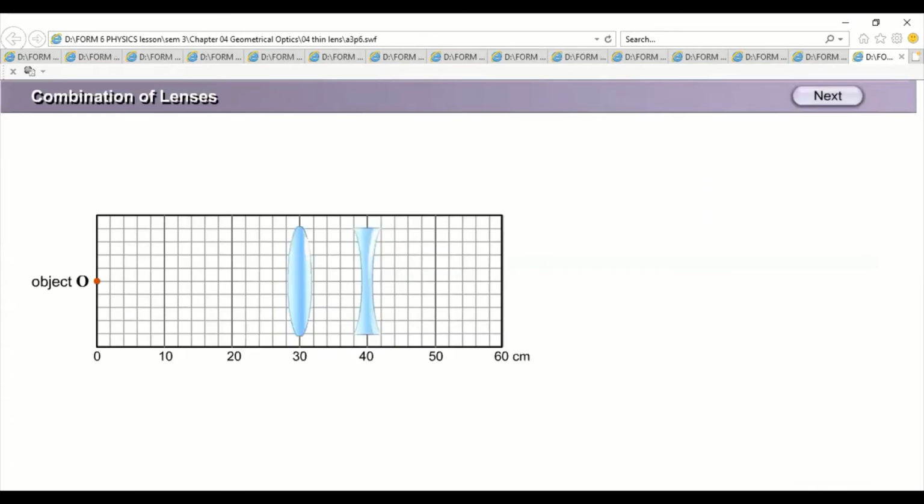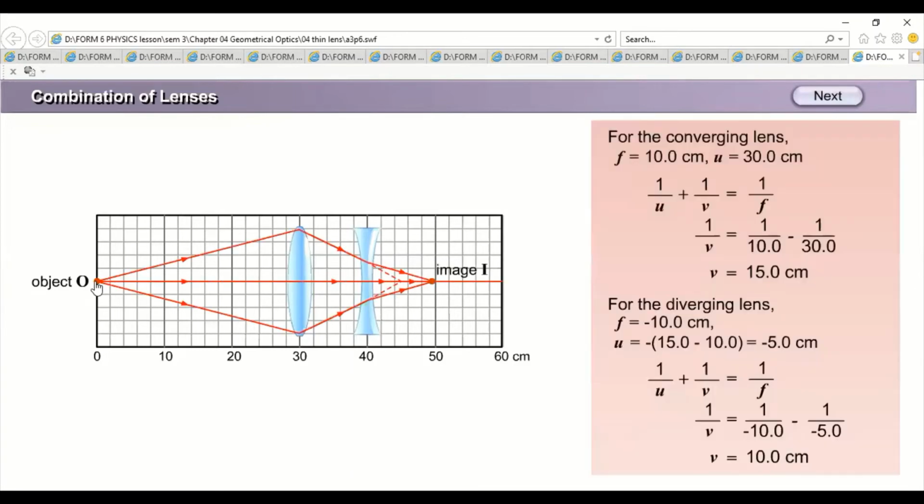Let's look at the combination of lenses, which is a lens system combined by a convex lens and a concave lens. For the first convex lens, the converging lens, let's say the focal length f is equal to 10 cm. The object is placed 30 cm from the convex lens.